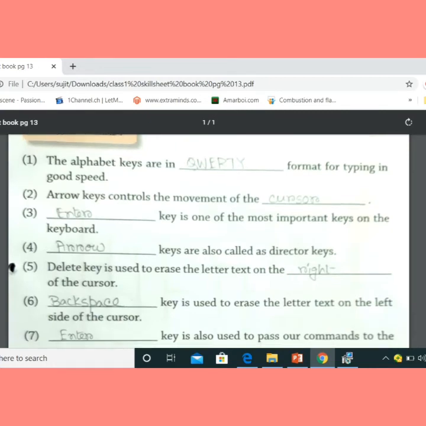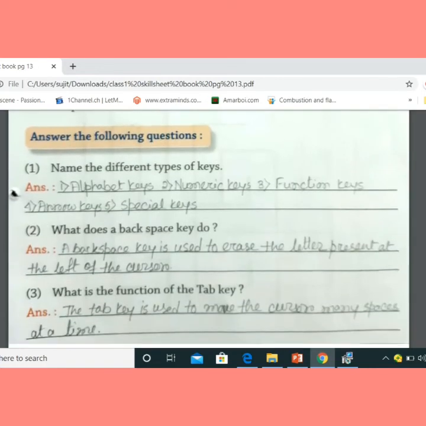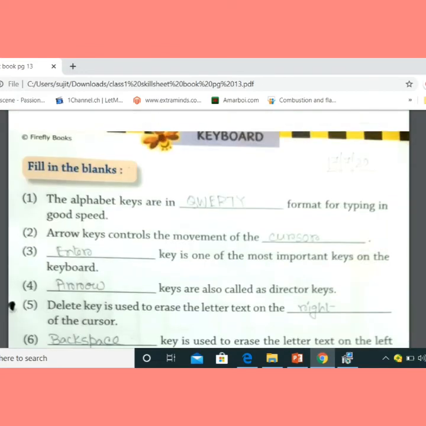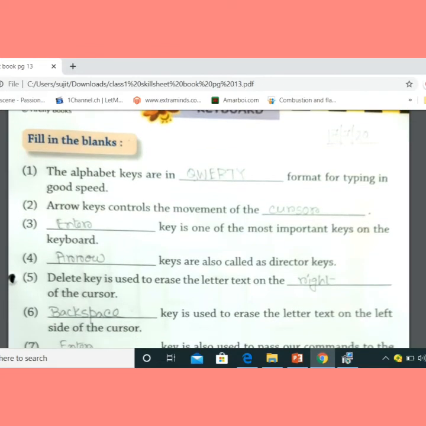Okay. This is page number 13 of your skill sheet book. Chapter Keyboard, that is, the question answers of this chapter in your skill sheet book, page number 13. Now first is fill in the blanks. Number 1: The alphabet keys are in dash format for typing in good speed. So I had discussed that the alphabet keys are arranged in QWERTY format, so that we can type the alphabets at a good speed.